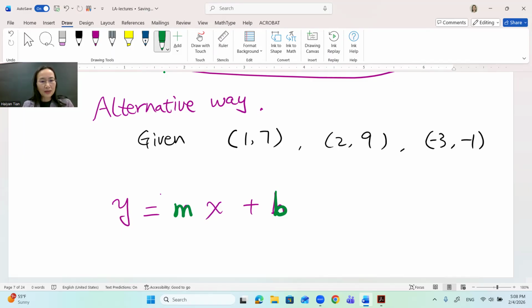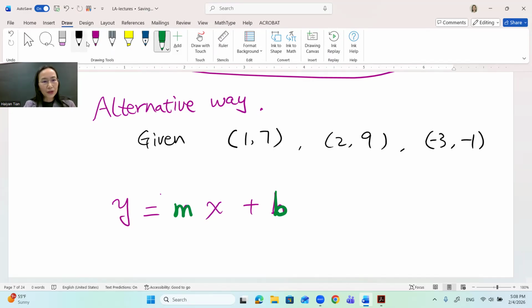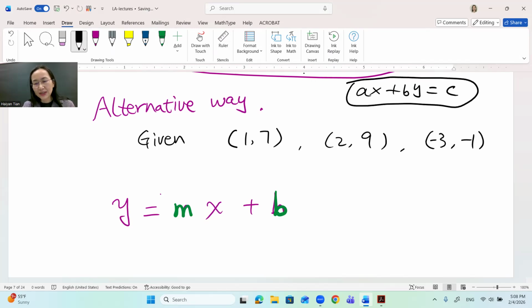We want to decide whether we can find possibly a slope and intercept for a line such that this line will pass through all 3 points. In the previous case, we used the general form, ax plus by equals c. Notice this is a more general form because it can include the case when the line is vertical, that means when the slope of the line does not exist.